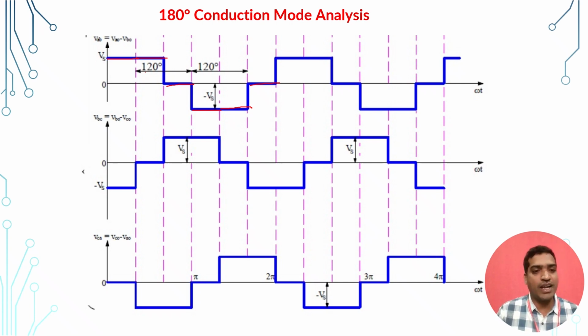If you want to calculate VBC, what we have to do is take VB0 minus VC0 from the phase voltages, then simply you can find these voltages. So in a similar fashion we can get the line voltages.